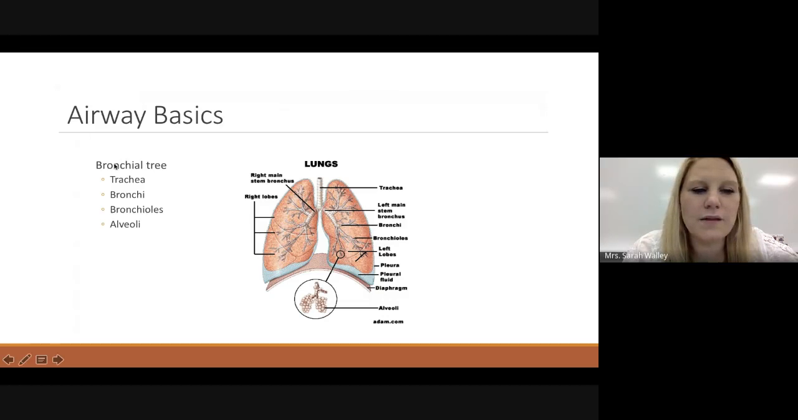Airway basics. This is a bronchial tree. You may have seen this before, but you've got your trachea, or your windpipe, you might have heard. And then it branches out into bronchi, then bronchioles, then alveoli. So these would be the bronchi, the big things that come off the lungs. And then those little bronchioles are like the little branches. And then the alveoli are the little tiny things on the very ends of it. And that's actually where the diffusion of oxygen occurs. That's what they look like there.